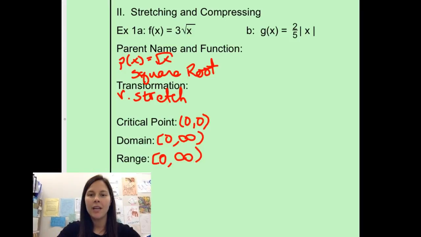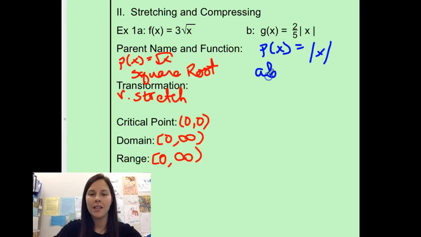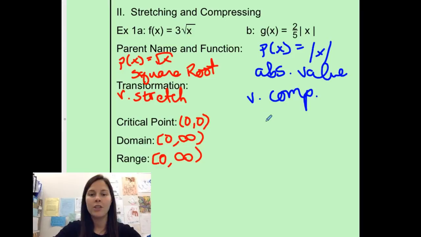For the second example, we have the parent function is our absolute value. That is, again, the name as well as the equation of the function. The transformation is multiplication on the outside, so it is vertical, but because that 2/5 is between 0 and 1, this time it will be a vertical compression. Again, a stretch or compression does not change the critical point. The critical point will be the same as the parent function, as well as the domain and range. So our domain for the absolute value is all real numbers, and the range is from 0 to infinity. The absolute value makes all of your answers positive.